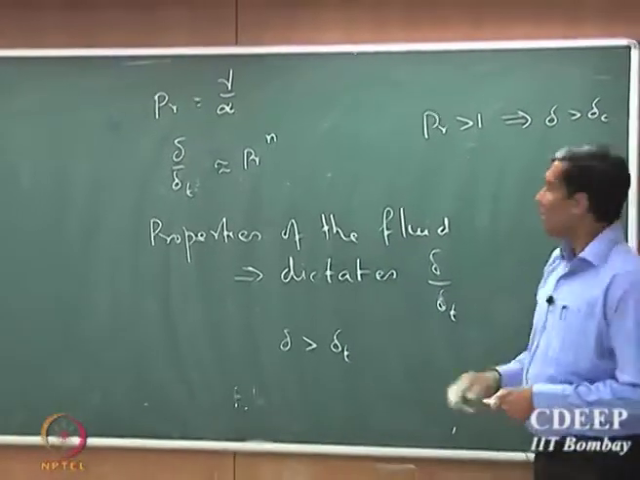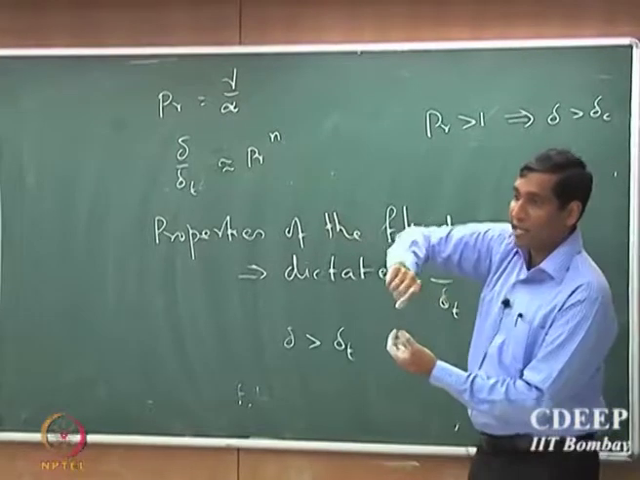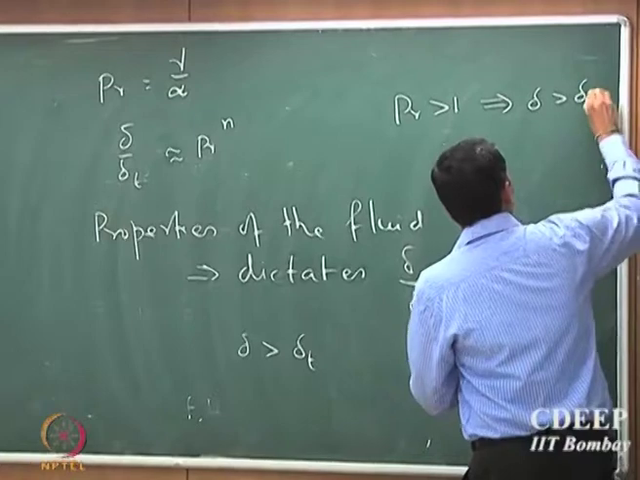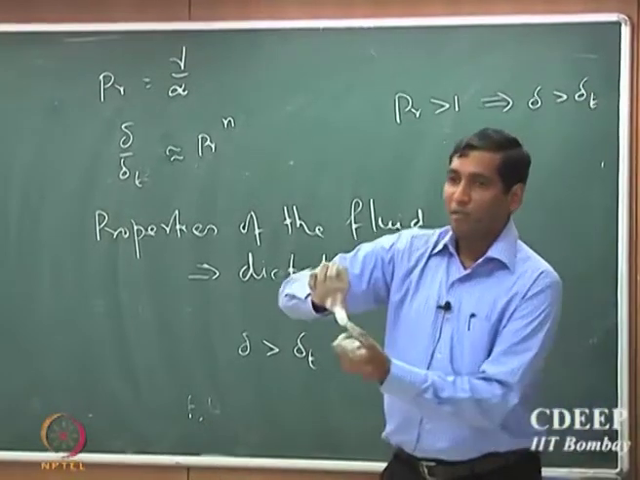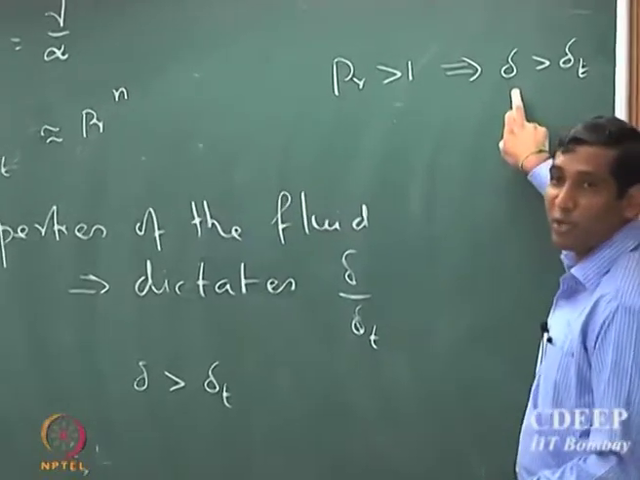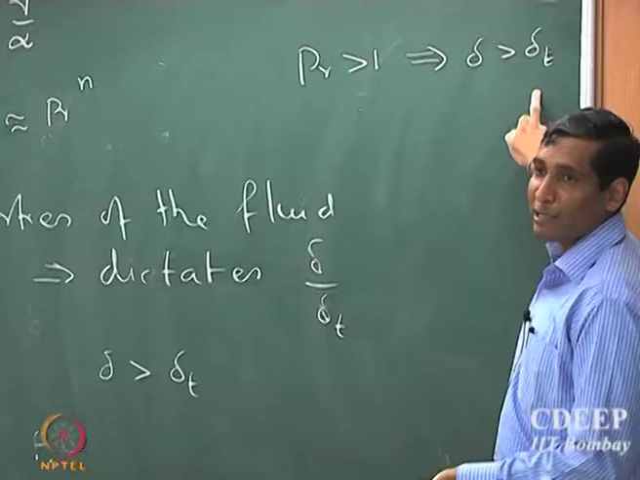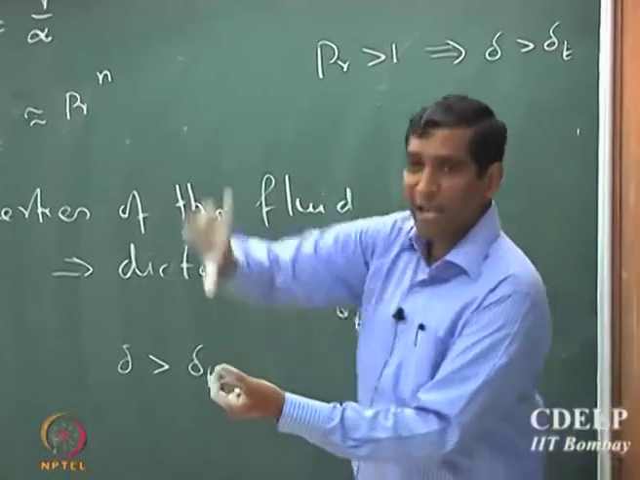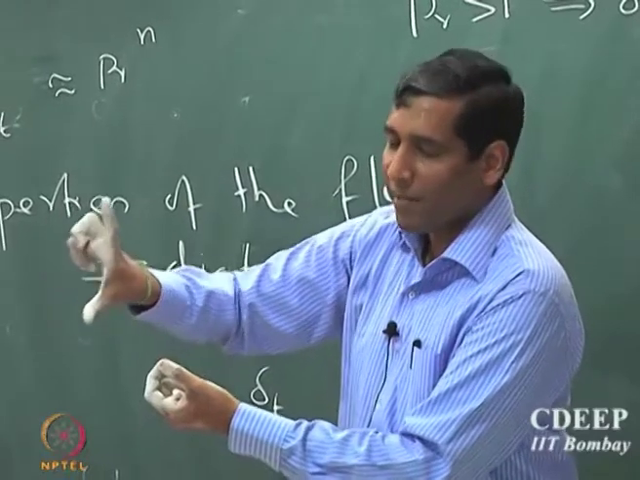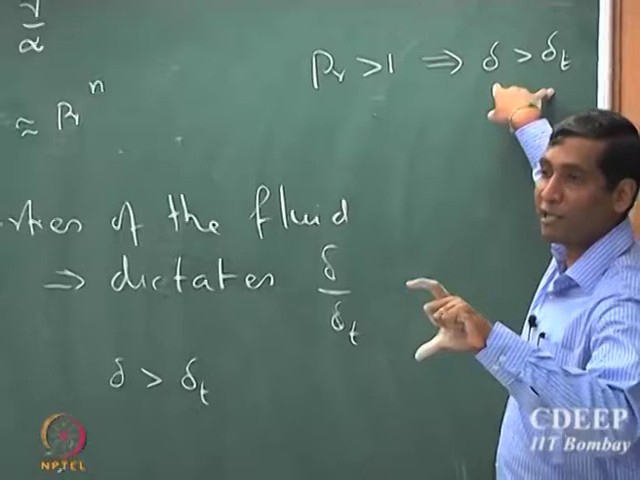What does it mean? So we said that the momentum diffusivity in the y direction depends upon the boundary layer thickness, and the heat transport depends upon the thermal boundary layer thickness. So the length scale of diffusivity of momentum and the thermal diffusivity, these two are going to strongly depend upon the boundary layer thickness.